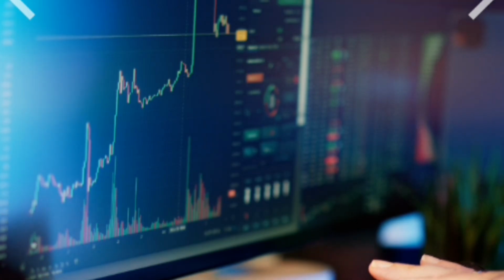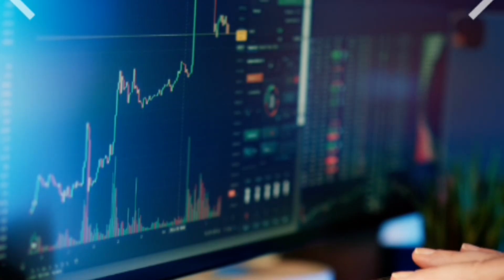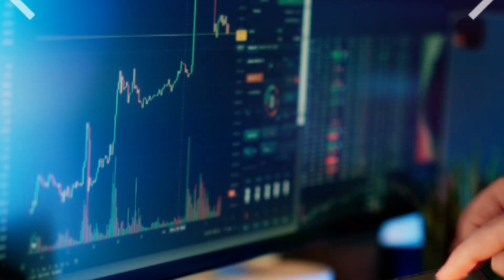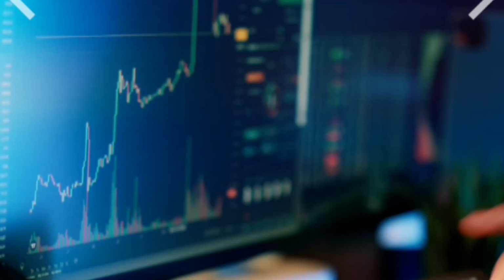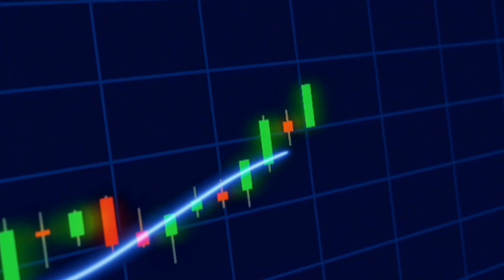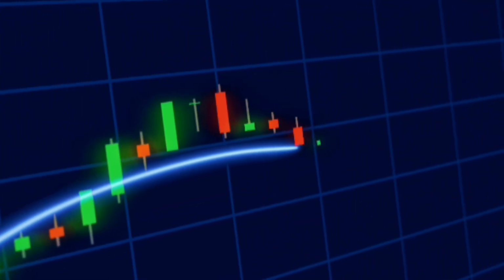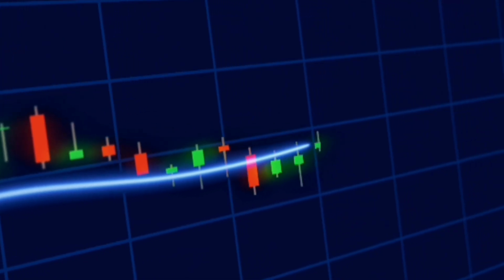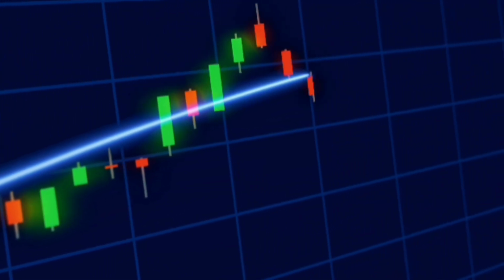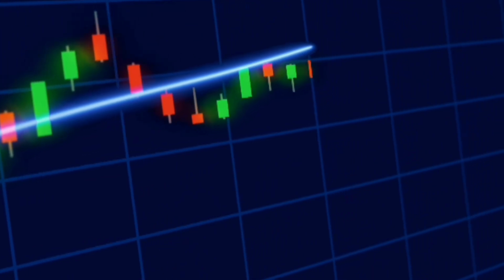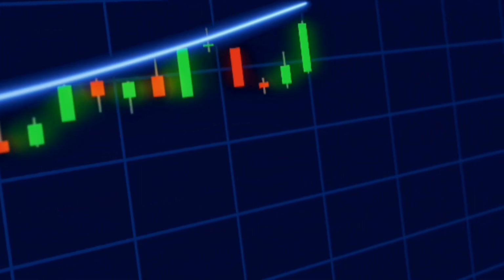Candlestick charts are widely used by traders because they provide detailed information about price movement within a specific period of time. Each candle represents a specific time frame. That time frame can be 1 minute, 5 minutes, 1 hour, 1 day, or even 1 week. Within that single candle, the chart shows 4 important pieces of information: the opening price, the closing price, the highest price, and the lowest price during that time period.